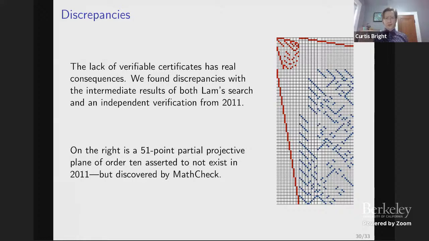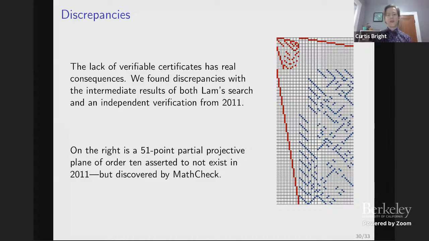So I mentioned there's a lot of trust necessary that goes into, for example, the previous searches, like Lam's original search. There was also an independent verification of Lam's search done a decade ago in 2011. We actually found discrepancies with both of these searches, not only the original, but also in the independent verification. By discrepancies, I mean they asserted the existence of partial projective planes, or the non-existence of partial projective planes, which we actually found do exist. I've shown one on the right here.